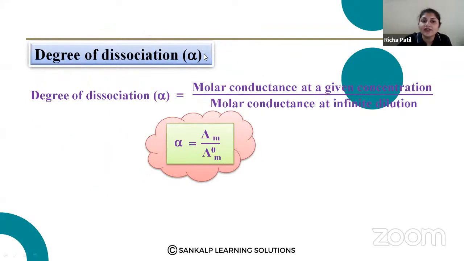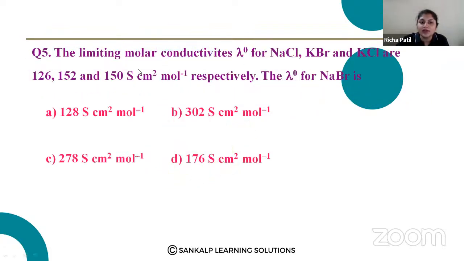Next is degree of dissociation, which is represented by alpha. It is the molar conductance at a given concentration divided by the molar conductance at infinite dilution. So this is the representation of degree of dissociation. We'll solve some questions based on molar conductivity.